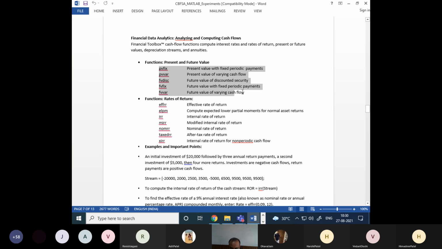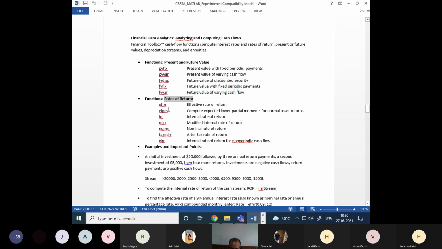So I introduced these functions to calculate the present value and the future value if you are given a fixed periodic payment or a varying cash flow, right? So whether it is a fixed periodic payment or varying cash flow, whatever is given, we can find the present value of the cash flow and the future value of the cash flow, and there are some functions related to rates of return.